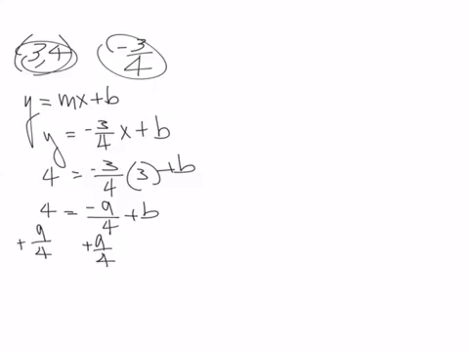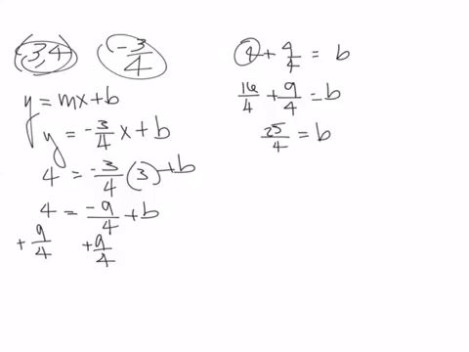Okay, so what do we have now? Let's do this up at the top. I have 4 plus 9/4 equals b. So let's make that a common denominator. In order to make that a common denominator, I have to have a 4 on the bottom. That means that's a 16. 16/4 is 4. So that gives me 25/4 equals b.